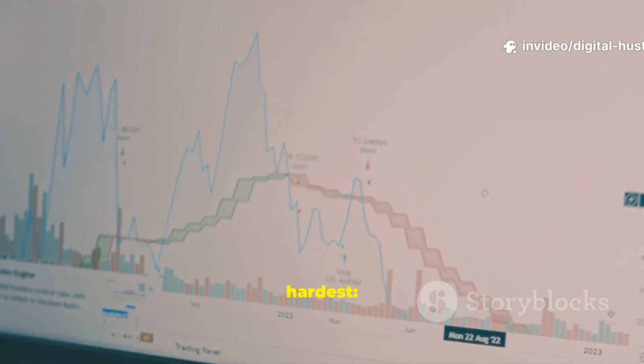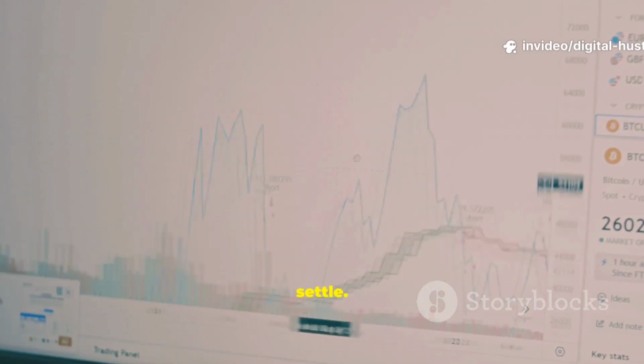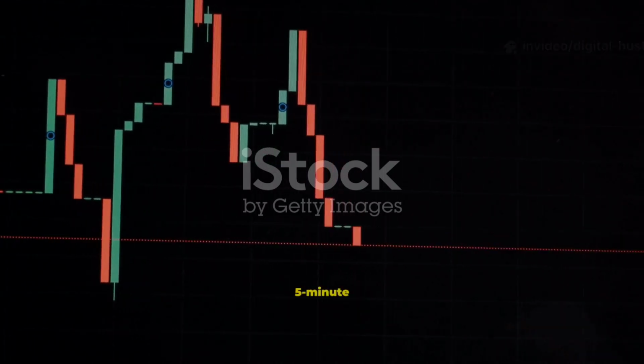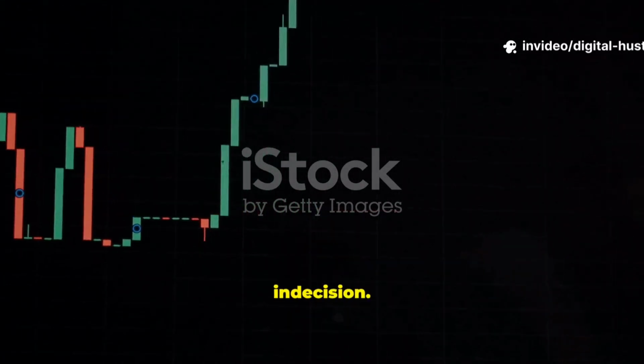The first step is the hardest. Do nothing for the first 1 to 5 minutes. Let the initial chaos settle. Second, wait for the first 1-minute or 5-minute candle to close. A strong candle closing near its high or low indicates direction. Long wicks signal indecision.